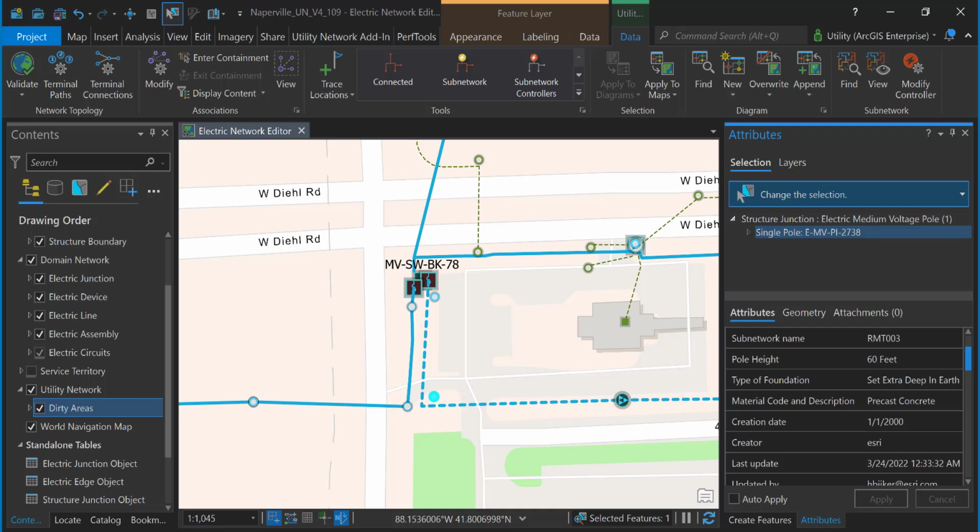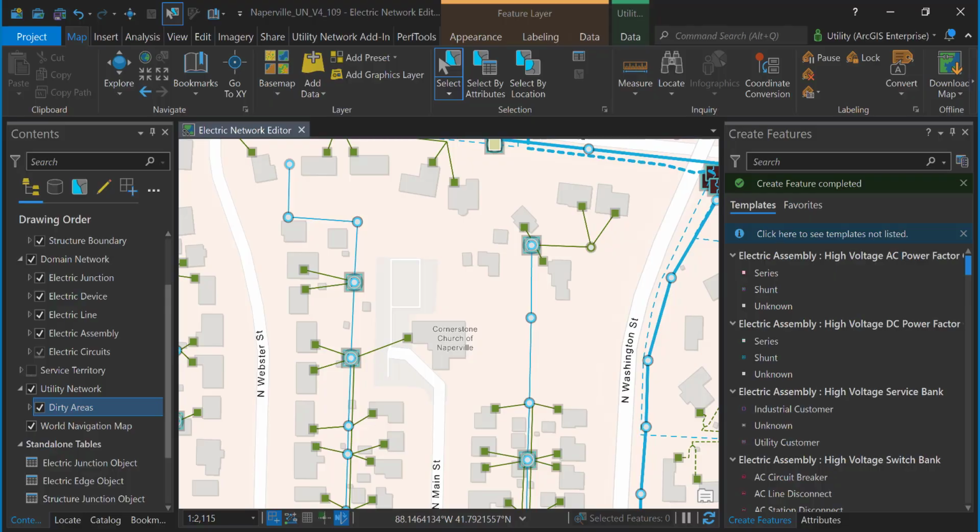And that's just a small look into network topology and attribute rules and contingent values. For our final segment, we'll take a look at editing and how to use an editing feature template. So for this last part of our utility network demonstration, I want to show you an editing workflow.